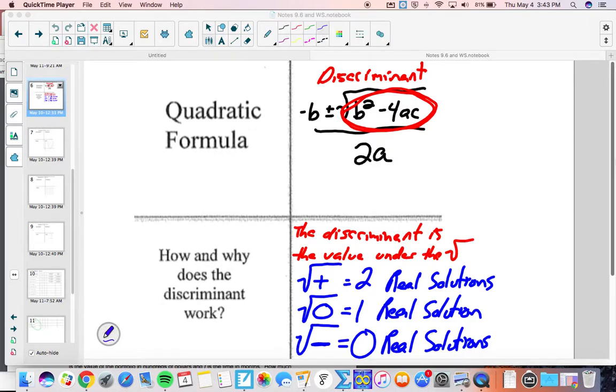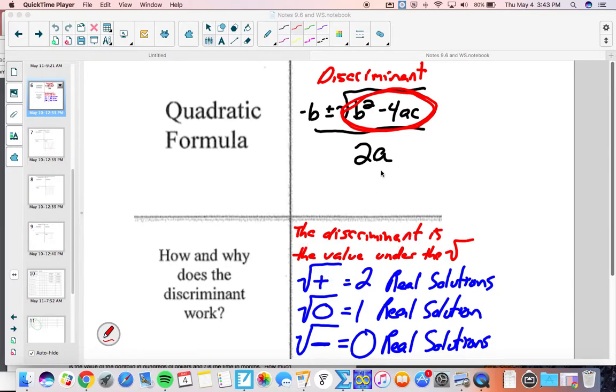So today we're going to look at our quadratic formula, but actually just focus on the discriminant, and that's the part underneath the square root. That's the b squared minus 4 times a times c. So the discriminant is the value underneath the square root, and that helps us determine how many solutions we're going to have. Remember, solutions, if we were to graph a quadratic equation, are where the x-intercepts are.